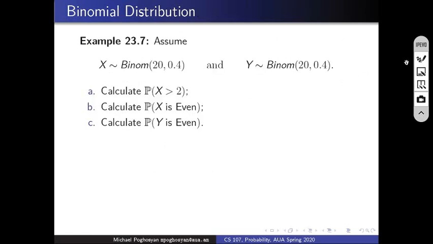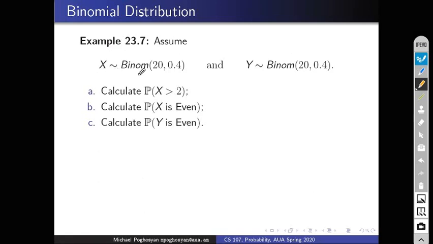Okay, problems to solve. X is binomial distribution with parameters 20, 0.4, and Y is a binomial distributed random variable with parameters 20 and 0.4. I do not know which experiment is repeated 20 times, but that's okay. I do not need that to calculate this probability. I have the complete information from this, because from this I know the PMF of X. So the probability that X is larger than 2.